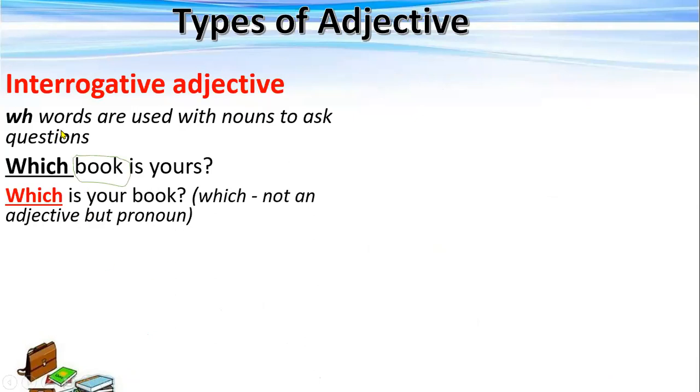These double H words are used with nouns to ask questions. You know which double H words, right? They are which, what, whose, who. Okay, so which book is yours? In the first sentence, after which there is a noun, book, so which is an adjective here, an interrogative adjective. In the second one, did you notice there is no noun, there's a verb to be here. So in this sentence, which is not an adjective. It is a pronoun, you must have guessed already.